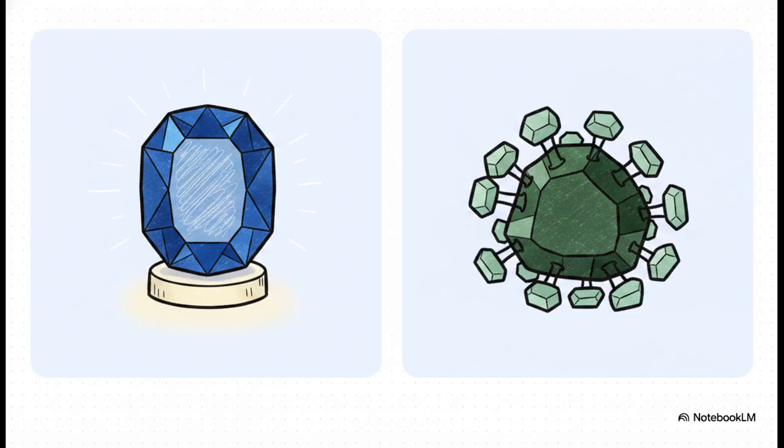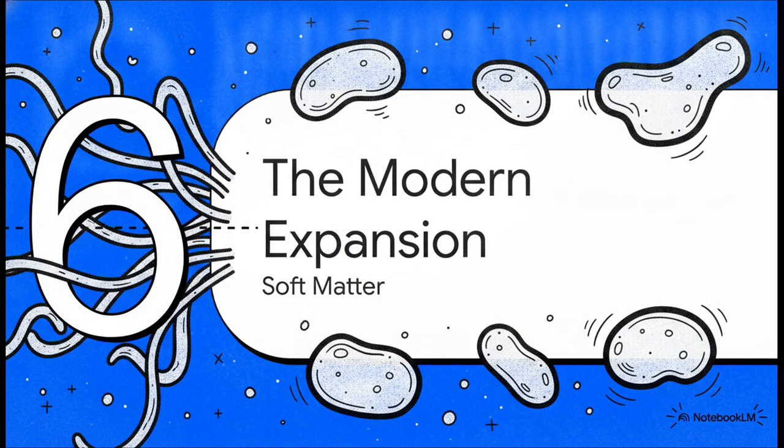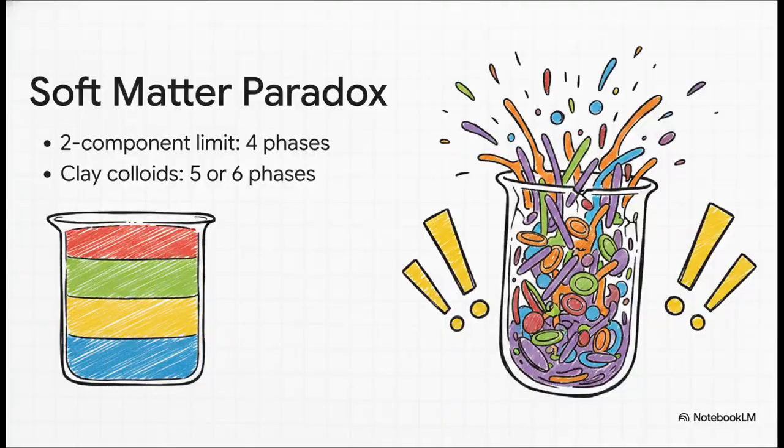millions of years. And finally, part 6, soft matter and the generalized phase rule. This is the modern expansion of Gibbs's work. Under Gibbs's classic, strictly enforced rules, a two-component mixture can mathematically only ever max out at 4 coexisting phases. If you hit F equals 0, you get P equals 4. That is supposed to be the absolute, unbreakable hard limit.